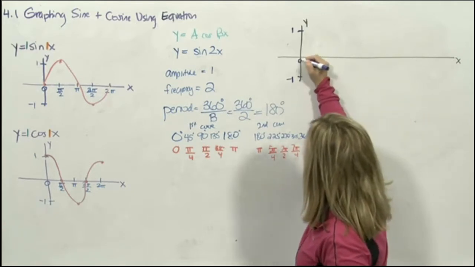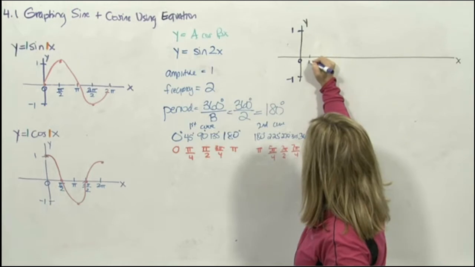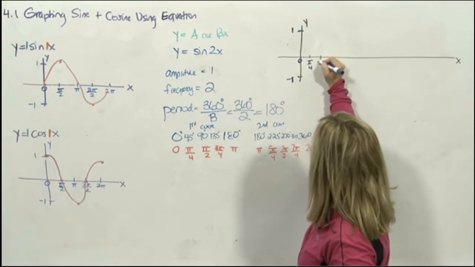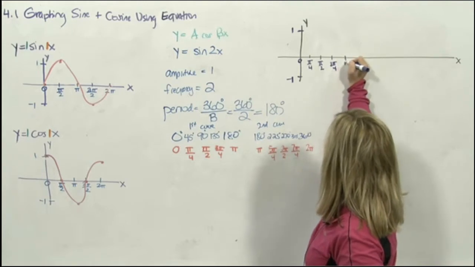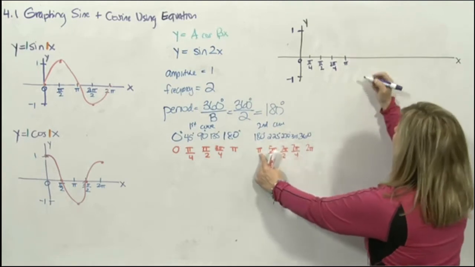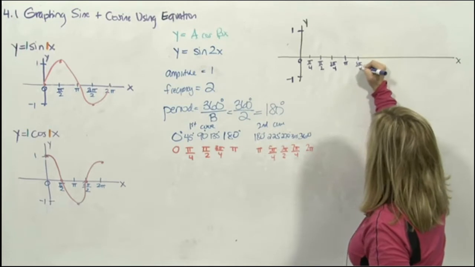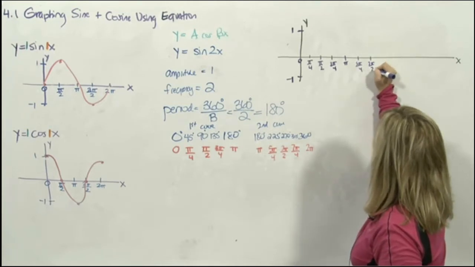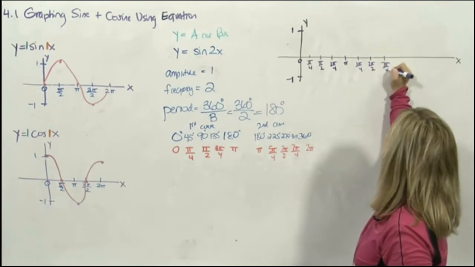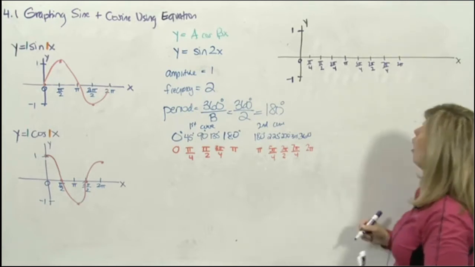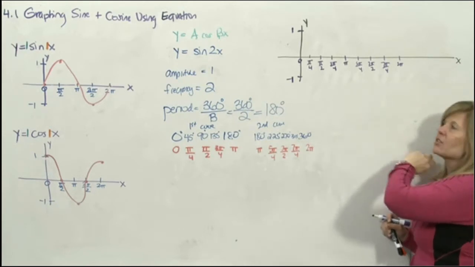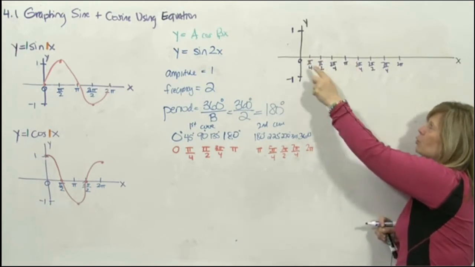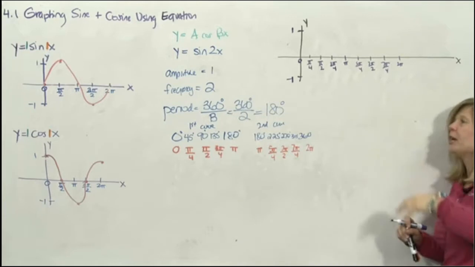So here's 0. So now I'm going to have pi/4, pi/2, 3 pi/4, pi. I got the pi already. 5 pi/4, 3 pi/2, 7 pi/4, 2 pi. On graph paper, all of these radians have to be equally spaced. I don't care if you skip one line in between them or 2 lines, they ought to be equally spaced.